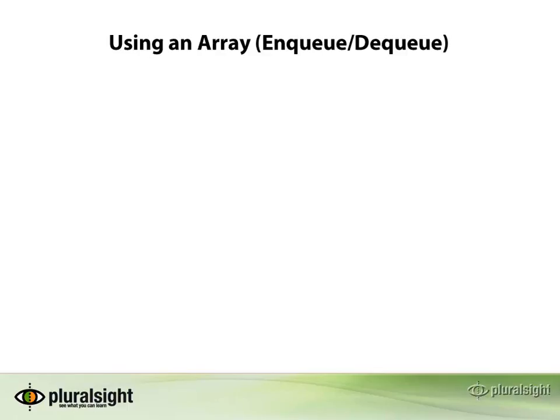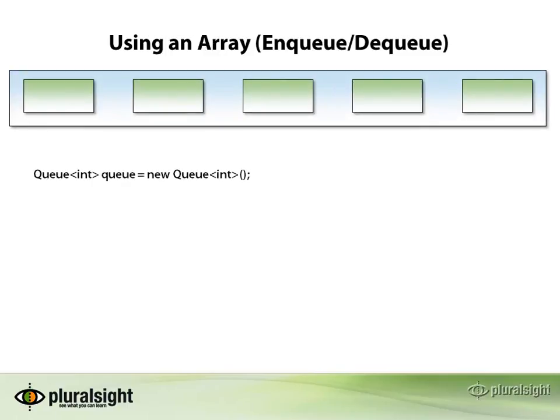Now I'd like to look at how to implement a queue using an array for item storage rather than a linked list. Now this is quite a bit more complex, but it's worth understanding. When we allocate the queue, the backing store is an empty array with 5 slots.